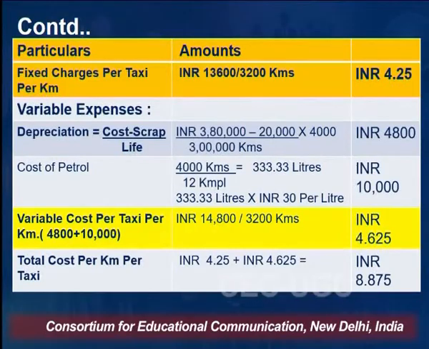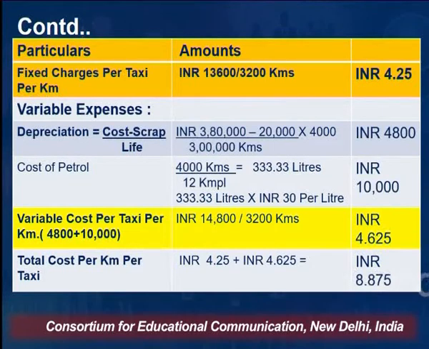Because the total life of the taxi is given in terms of kilometers, that kilometer exists regardless of whether you are running your car with or without a passenger. That is why we will take the entire 4,000 kilometers to have a proportionate amount of depreciation, which comes to be 4,800 rupees. So 4,800 rupees is the proportionate amount of depreciation.